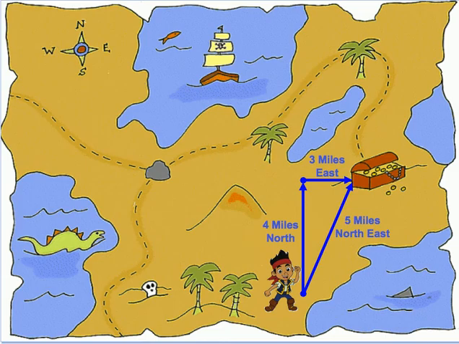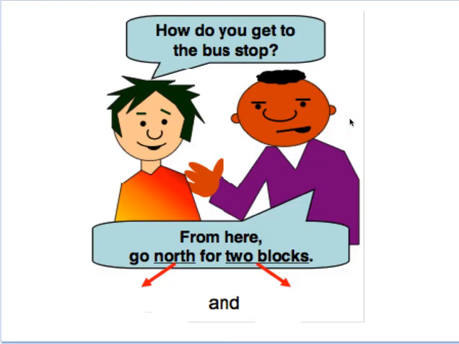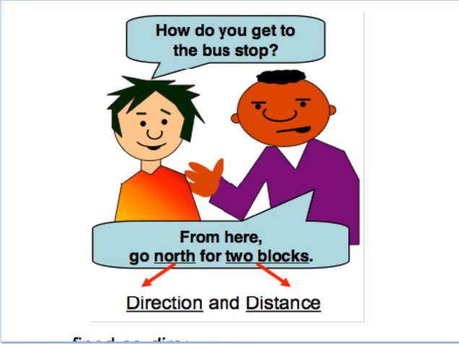And what we're going to be looking at or focusing on is called vectors. And let's say you need to know how to get somewhere. So how do you get to the bus stop? And with vectors, you have a direction and a distance. Okay, so we're combining those two things. So when this guy replies, go north for 2 blocks, well, the north is the direction, and then the 2 blocks is how far to go, or the distance.